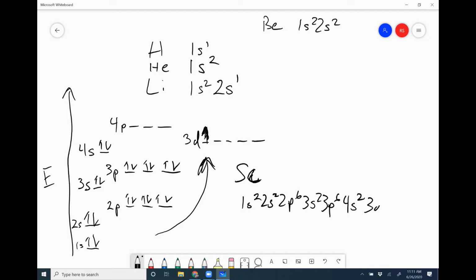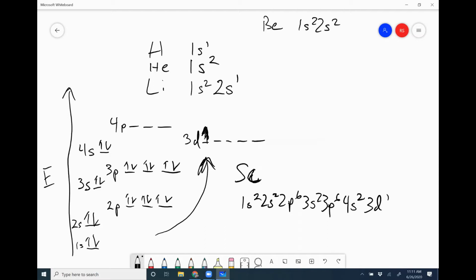And then you do 3d1. Now, if you're reading the book, there's lots of exceptions going on in the d and the f orbitals. We're just going to assume that everything just kind of fills in. I don't ask you any of the exceptions on the test. I didn't ask any of the exceptions on the quiz.